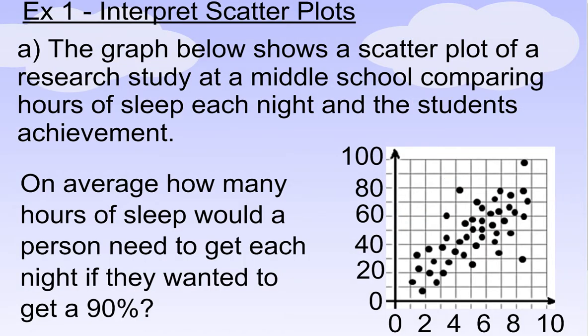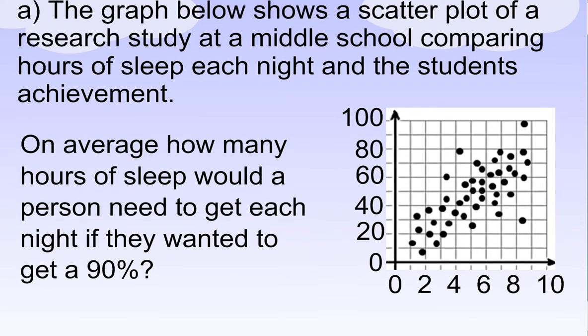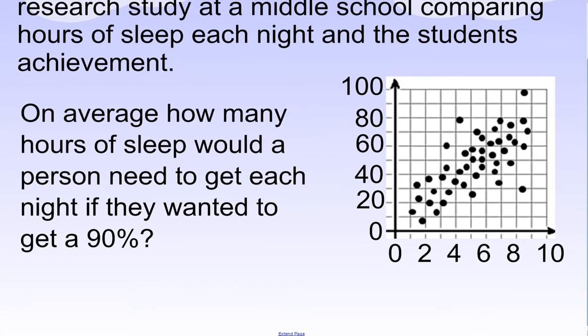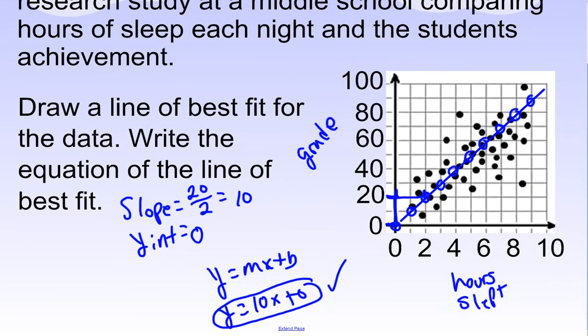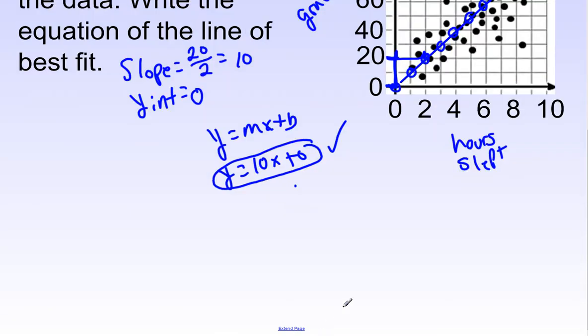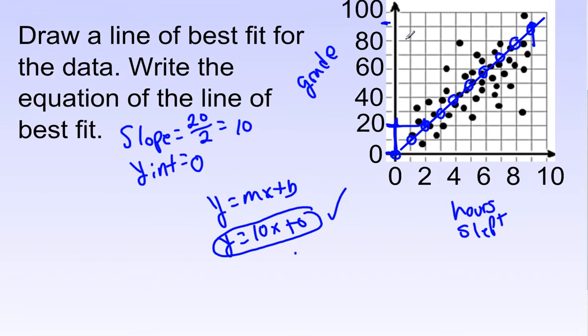Let's see what they have us do now. It says, on average, how many hours of sleep would a person need to get each night if they wanted to get a 90%? So let's go back here. It's the same data, but this one has our line and our other stuff on it. So if a person wanted to get a 90%, well, according to our line, and I bet it's going to be according to our equation as well, they would need to get, on average, 9 hours of sleep. At 90%, our line crosses at 9 hours.